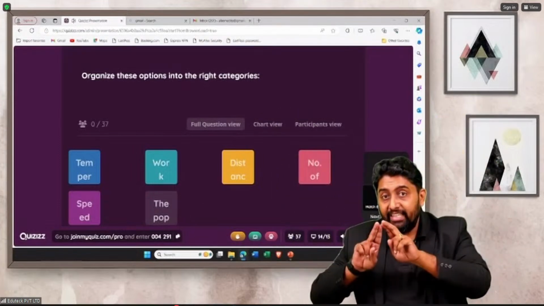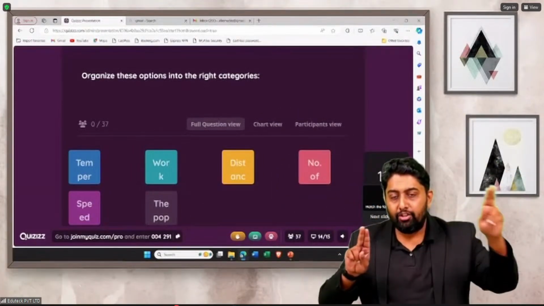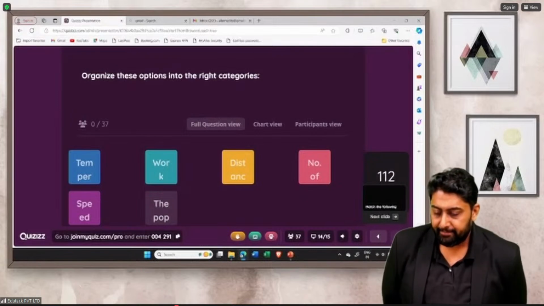You have to select it and place it. It is match the columns. So match them properly.